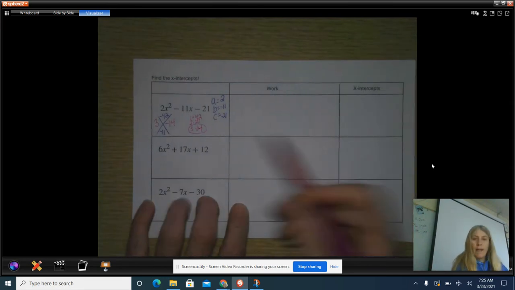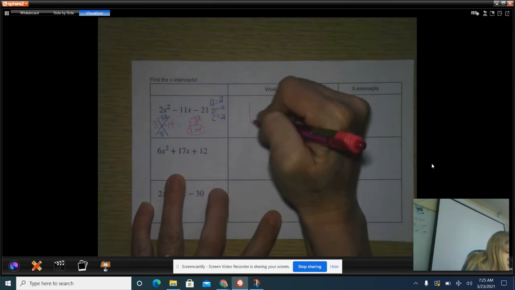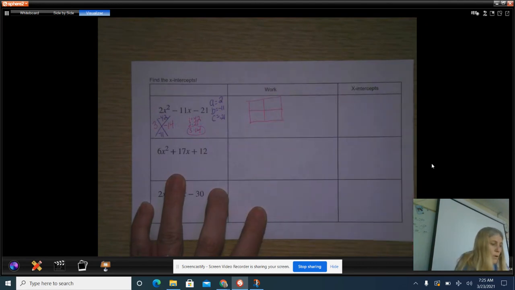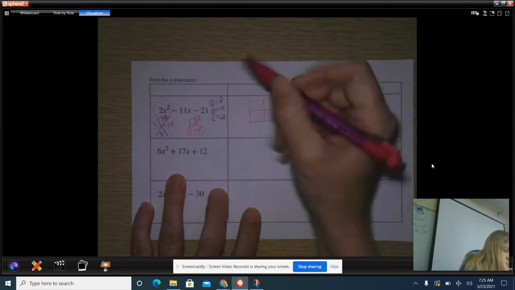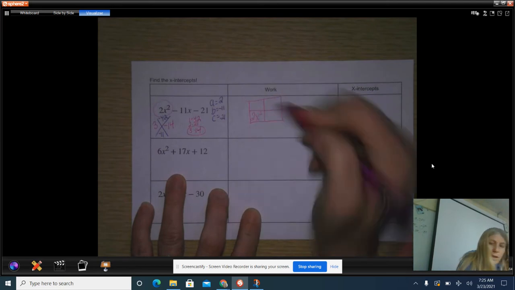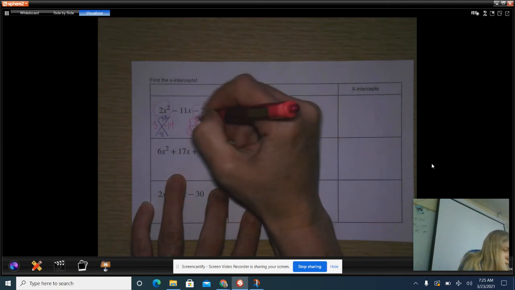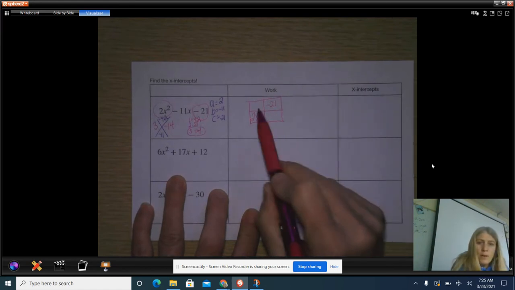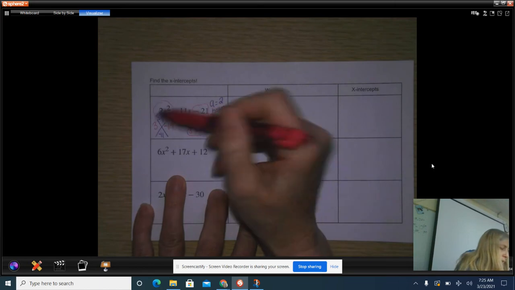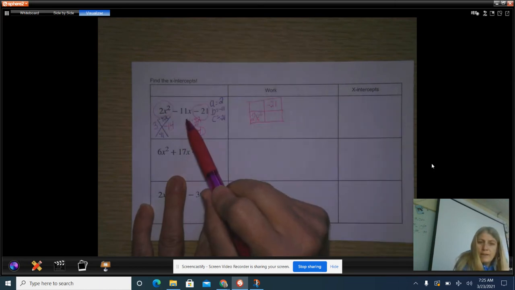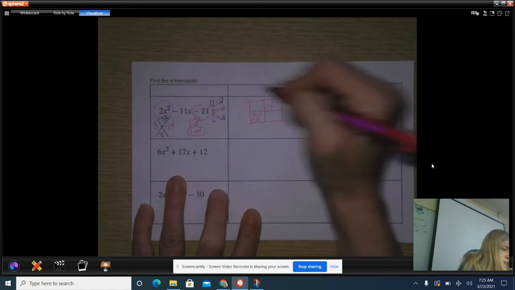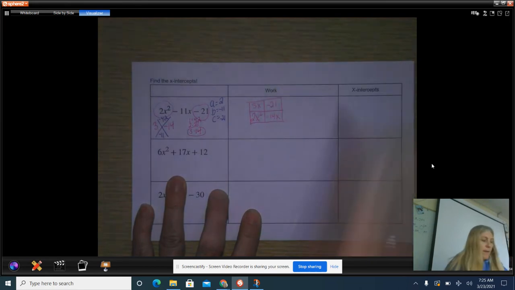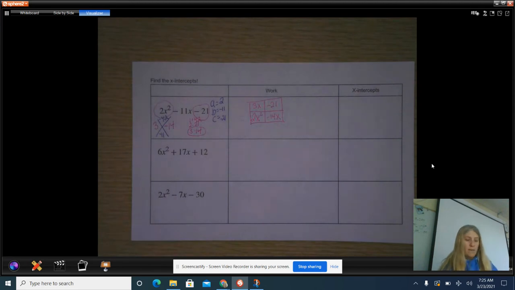Now that we have our right and left, we're going to put our information into a generic rectangle. We go back to our original problem and we put our 2x squared in the bottom left. We put our constant from the original problem in the upper right. Now the two squares that are remaining are how I'm going to get that negative 11x from the middle of the problem. We have a 3x minus 14x, and that's how we get our negative 11.